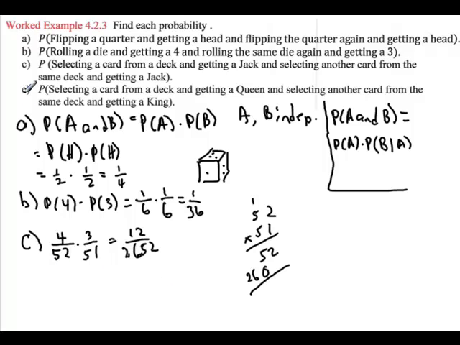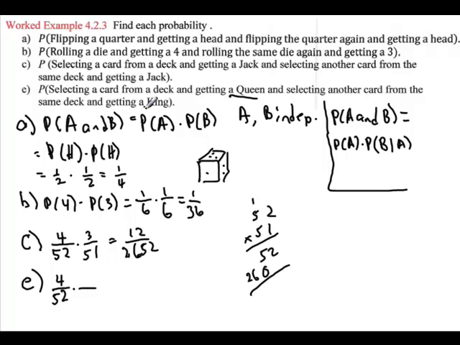Okay, and now problem D. Probability of selecting a card from a deck and getting a queen, and selecting another card and getting a king. So when we select that first card and we look at the probability of getting a queen, there are 4 queens out of 52, just like for the jack. But now when we go to make our second selection, again we're not replacing, again we have dependent events, and again we're using this formula, but we're not looking for a second queen in this problem.